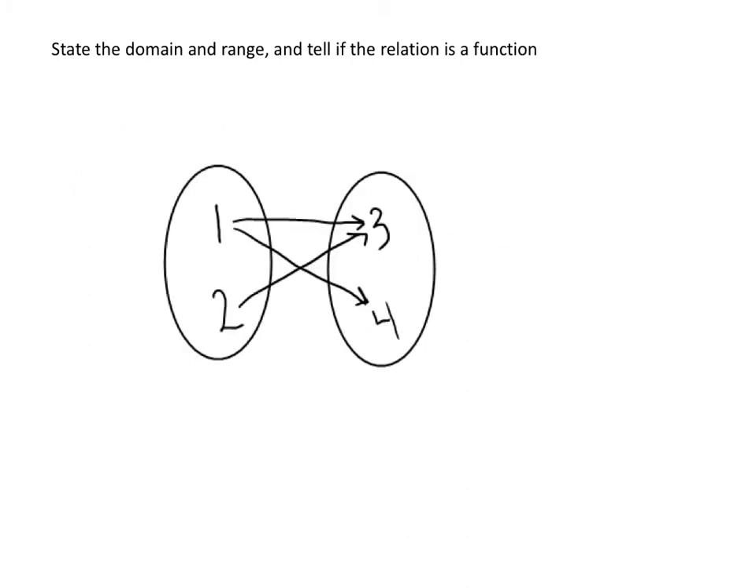Okay, state the domain and the range. Tell if the relation is a function. Domain, 1 and 2. Range, 3 and 4. So now we need to figure out if it's a function. If I input 1, I output 3, and I output 4. Automatically, this is not a function because there are two outputs for this single input value. So I can immediately say this is not a function.